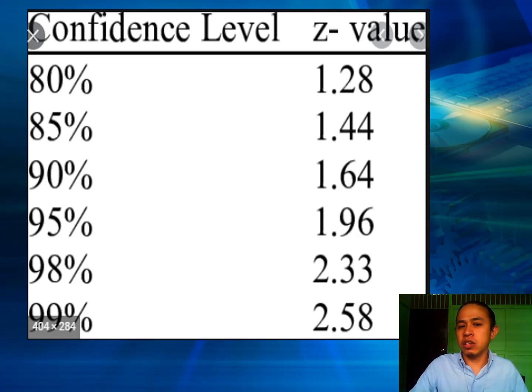So, therefore, if you use a 90% confidence level, its equivalent z-value is always 1.64. You can recheck this in your z-table. If you use 95%, that is 1.96. And if you use 99%, that is 2.58. If you can memorize this, then it's much easier for you. You don't need to go into your z-table all the time.